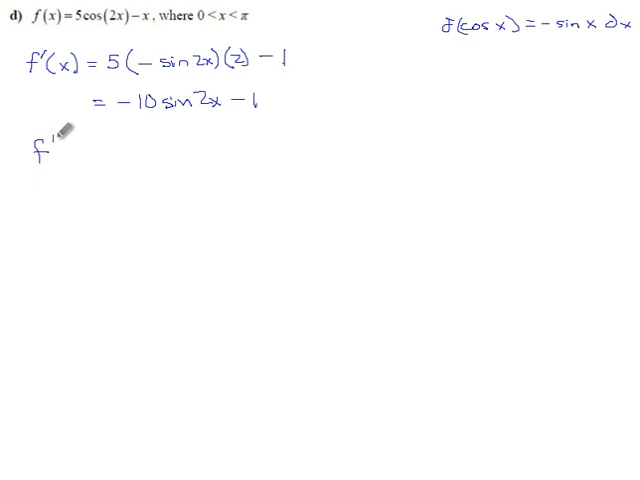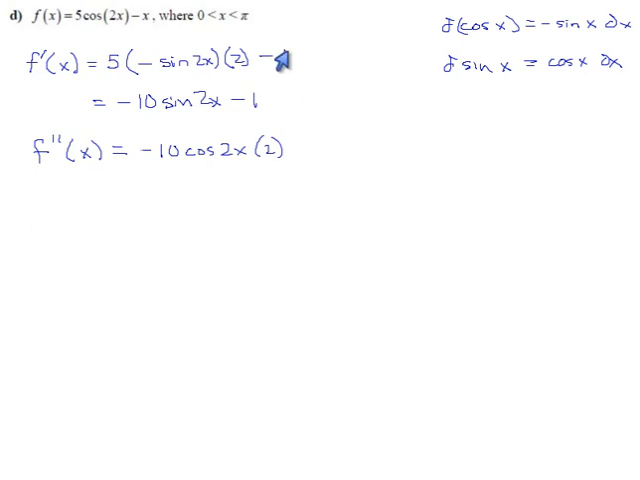For our second derivative, the derivative of sine, as you may remember, is cosine, positive cosine x dx. So when we're doing this one, we get negative 10 cosine 2x. Then the chain rule says do the derivative of the 2x thing now. So we get a 2 popping out. Then we do the derivative of negative 1, which is 0.